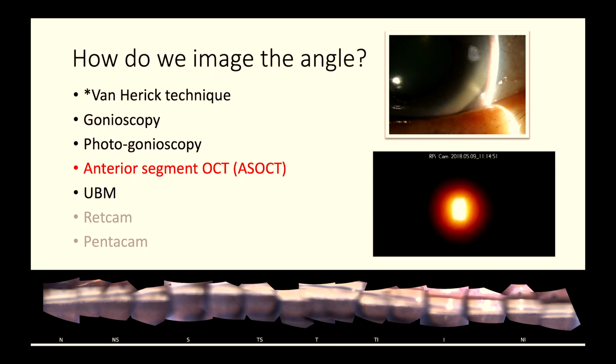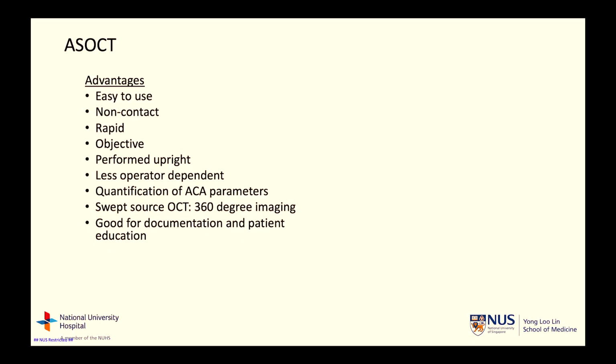But my favorite tool so far has been the anterior segment OCT, and I'll show you why this is particularly useful and gives you a good cross section as well as the mechanism of angle closure that I use now to guide my management of angle closure. What are the advantages of anterior segment OCT? I think I won't put too much emphasis on this.